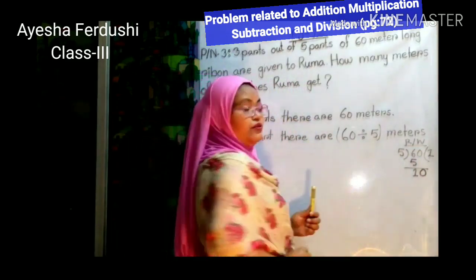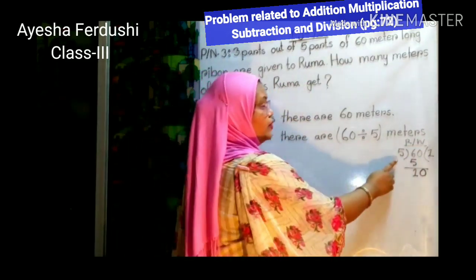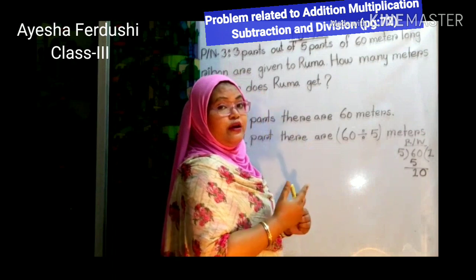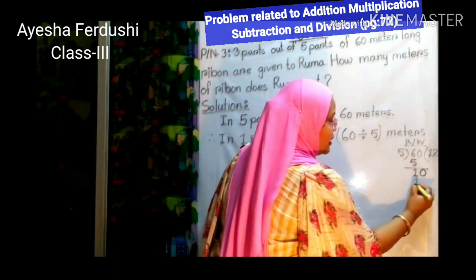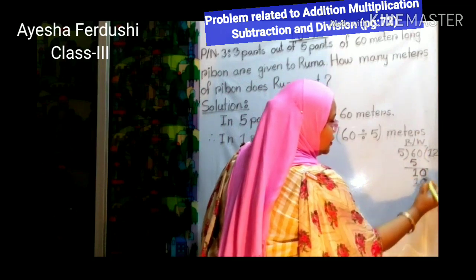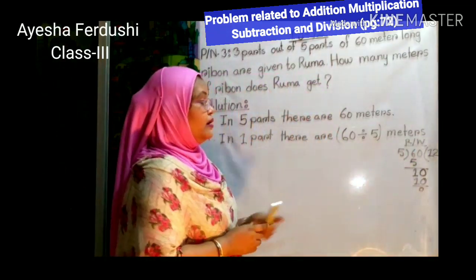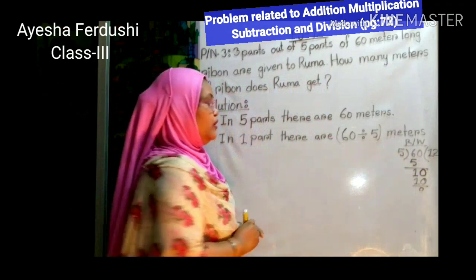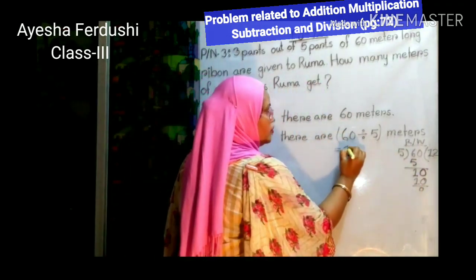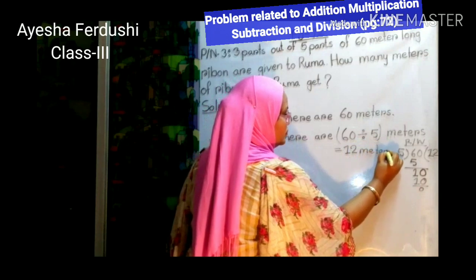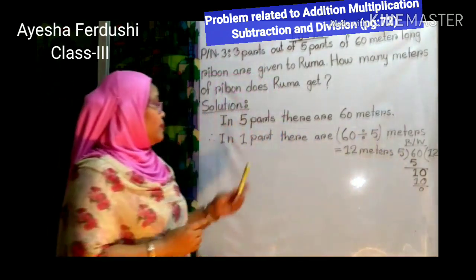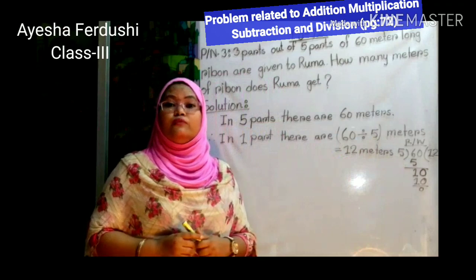So again start reading table number 5. 5 ones are 5, 5 twos are 10. So here will be 2. 5 twos are 10. So what is the answer here? Quotient is 12. So you can write here 12 meter. So 1 part ribbon length is 12 meter.